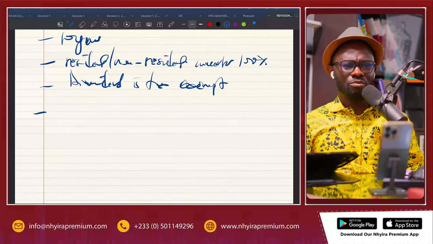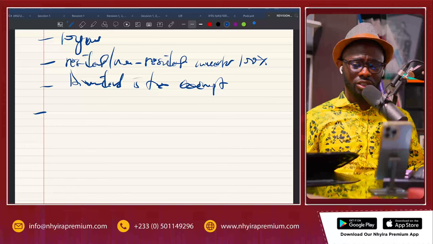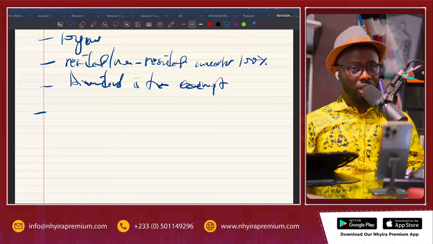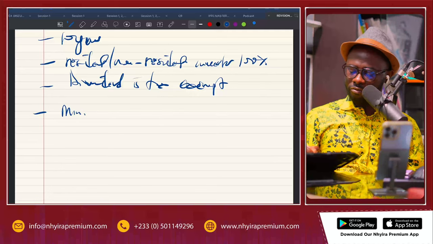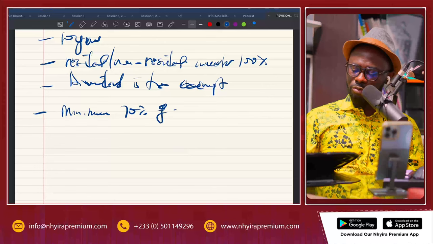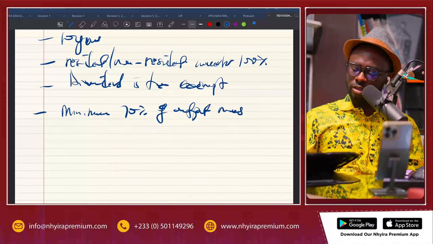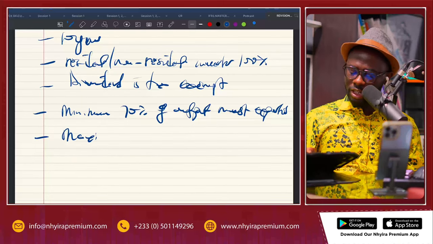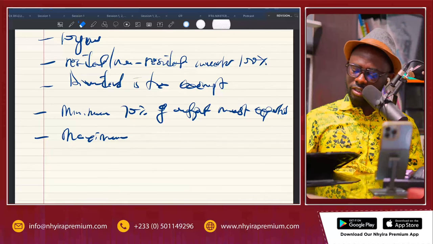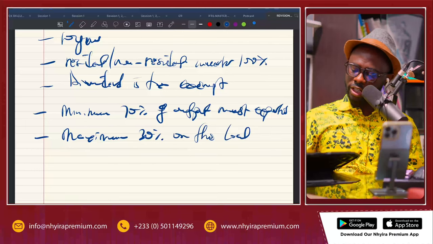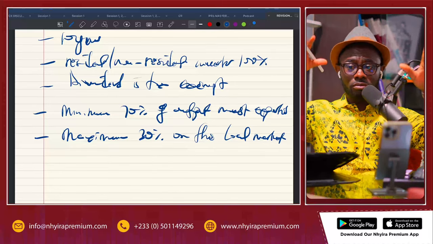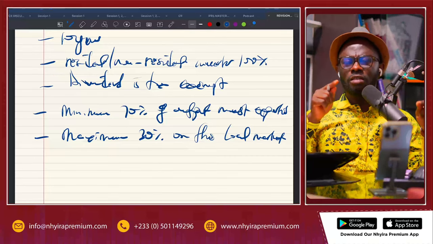But beyond that, we need to understand a couple of other issues. For instance, they are supposed to export everything. But the law requires that a minimum of 70% of output must be exported outside, and they can sell a maximum of 30% on the local market, on the domestic market. That's the law. Minimum 70, maximum 30.